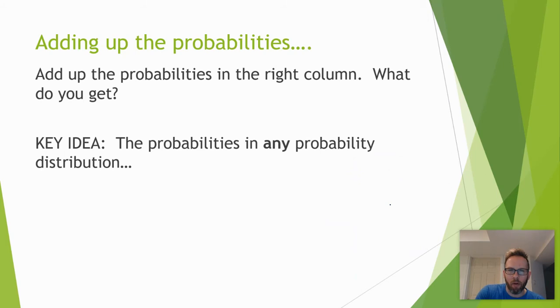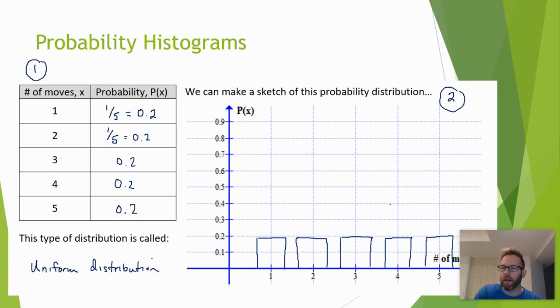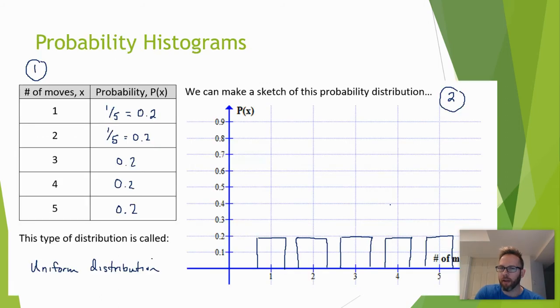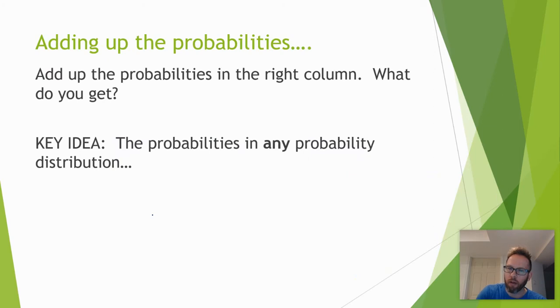Take a moment, add up all those probabilities in the right-hand column. What do you get? And think about what you get and why it makes sense. So you can pause that, quickly do it. I mean, most of you guys could probably just do a little mental math, but 0.2 plus 0.2 plus 0.2. If you add all those up, you get 1, which kind of makes sense, because in a probability distribution, you're listing all the outcomes and the probabilities of each of those outcomes, they should add to 1 or 100%, because you're counting all the outcomes. So it's actually a key idea that the probabilities in any probability distribution add to 1.